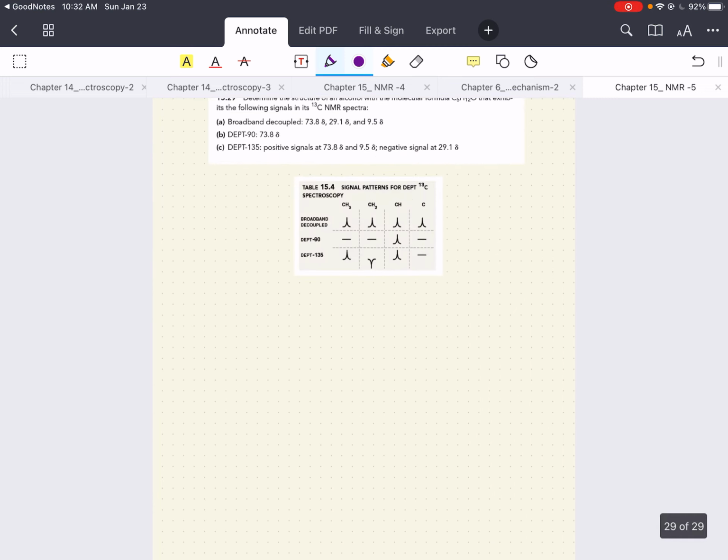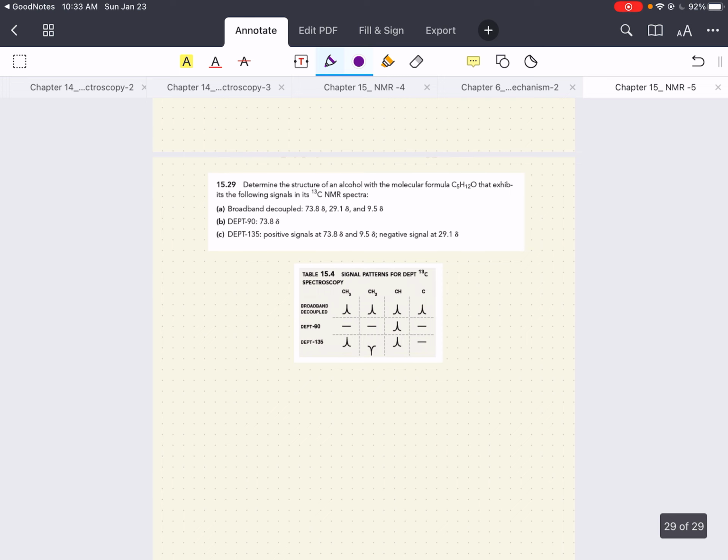Let's do one last problem for good measure. Determine the structure of an alcohol with the molecular formula C5H12O. We know we have an alcohol group. It does a good job of telling us that.